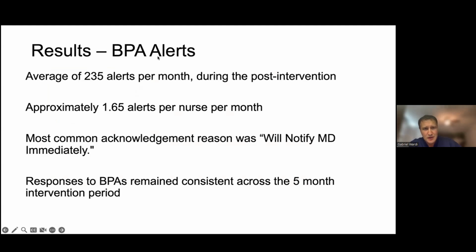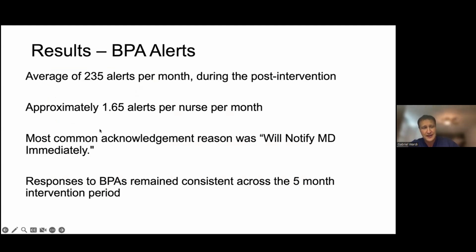So how did our BPA do? Well, we didn't fire too much. On average, in the post-implementation phase, it fired about 235 times a month. This works out to about 1.65 alerts per nurse per month, so not overbearing.